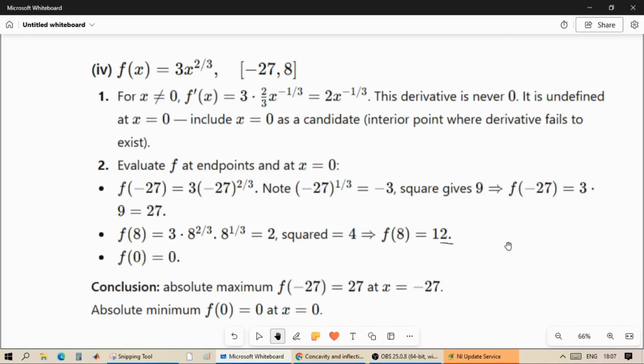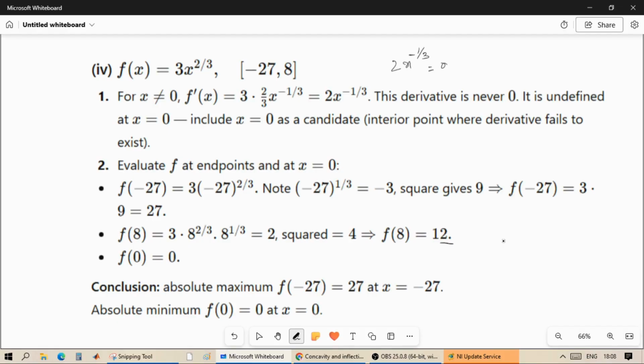Let us see another example: f of x equal to 3x power 2 by 3 on the interval minus 27 to 8. First of all, you have to find f dash of x, that equals 3 into 2 by 3 x power minus 1 by 3. If you set that equal to 0, that is 2 into x power minus 1 by 3 equal to 0, we cannot define that function. So this derivative is never 0. It is undefined at x equal to 0.